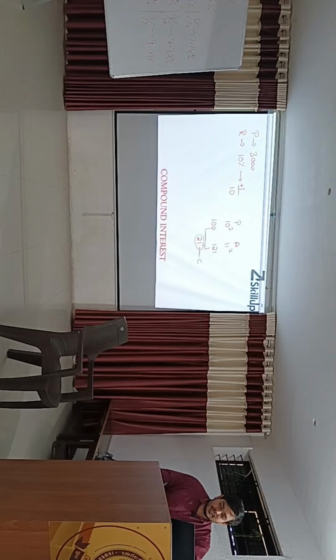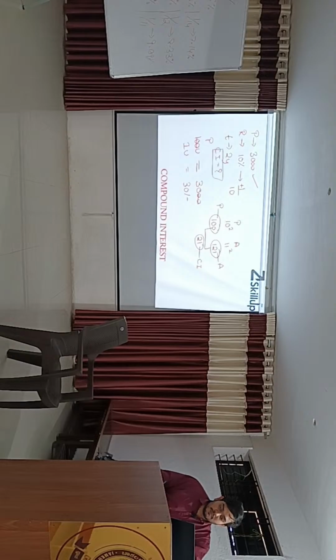What does 21 mean? Compound interest. What does 121 mean? Total. 100 is the principal. What is given in this question? Principal amount is given. So can I say principal amount, that is 100 units, equals how much? 3000. So the zeros will get cancelled. How much is 1 unit? 30 rupees.